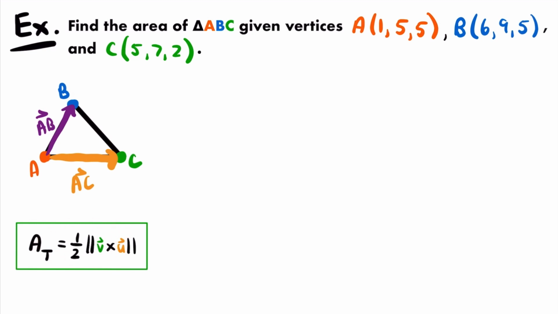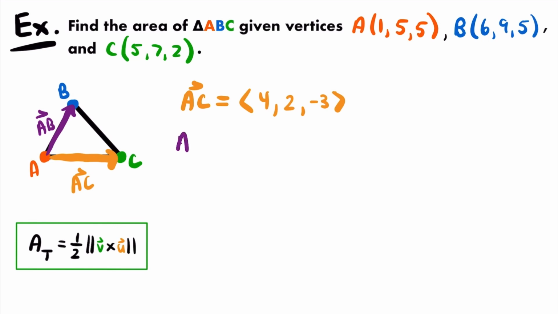Okay, but now let's work on finding these two vectors. Let's start by finding vector AC. That's going to be equal to the vector where we subtract the coordinates of the initial point from the terminal point. So we're going to take the coordinates of C and subtract the coordinates of A. For the x component, we'll have 5 minus 1, that's 4. So we have 4, comma, 7 minus 5, which is 2. Then we'll have 2 minus 5, which is negative 3.